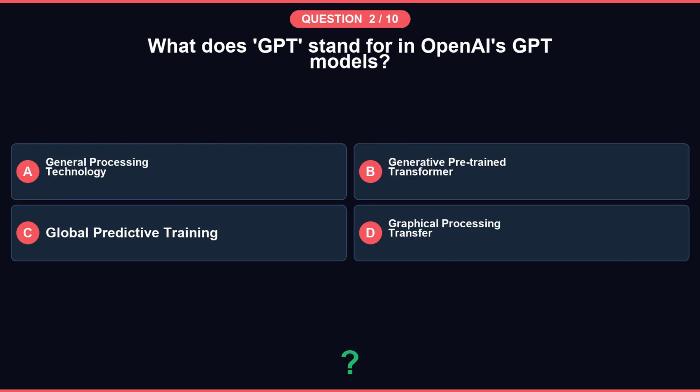Question 2. What does GPT stand for in OpenAI's GPT models? A. General Processing Technology, B. Generative Pre-trained Transformer, C. Global Predictive Training, D. Graphical Processing Transfer.